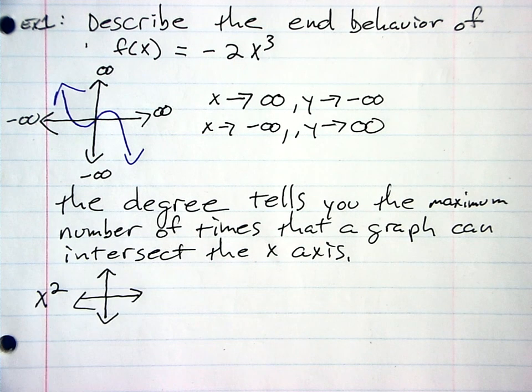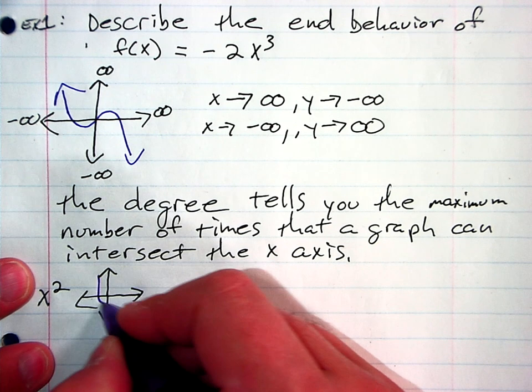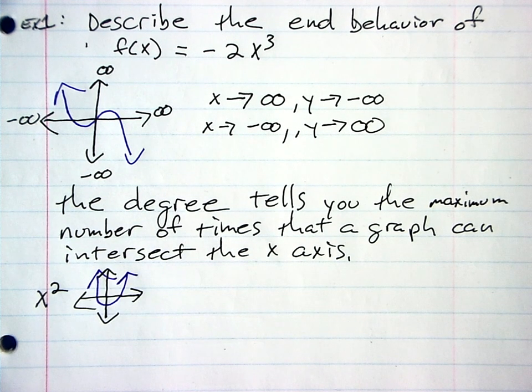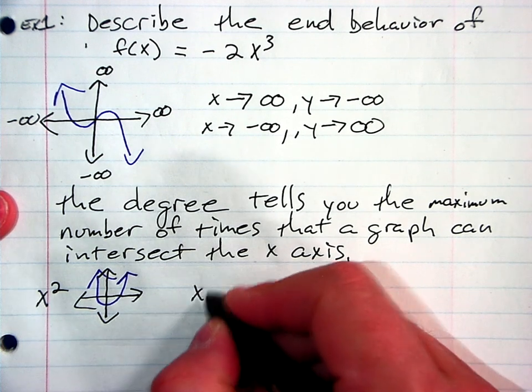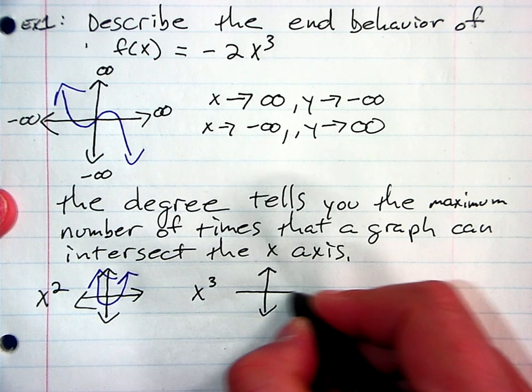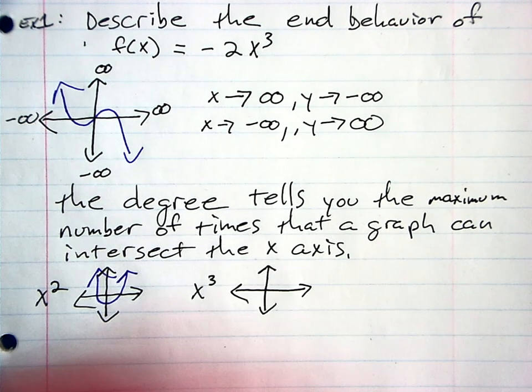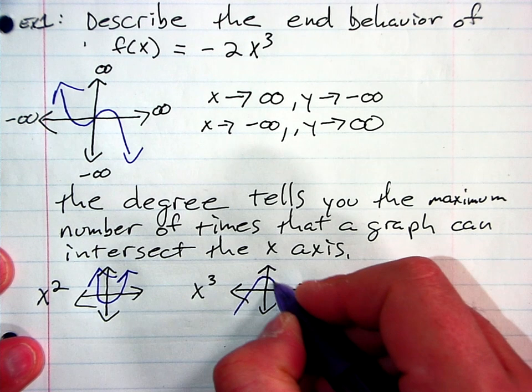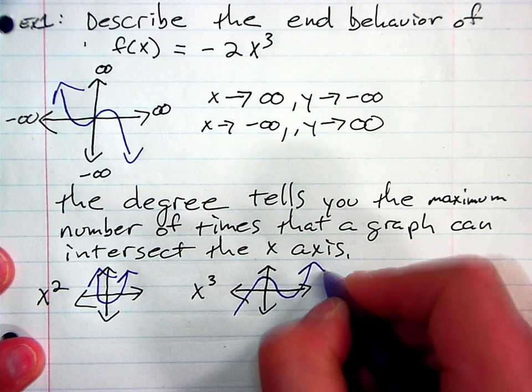How many times can this cross my x-axis? Twice. No matter how I draw a parabola, it can only cross a maximum of 2 times. Let's say I had x cubed. The maximum amount of times this can cross the x-axis is once, twice, 3 times.